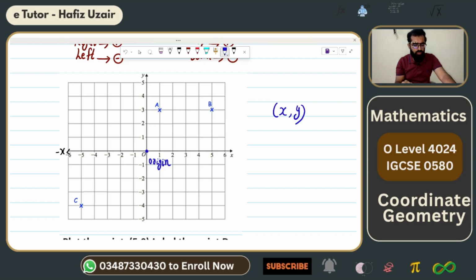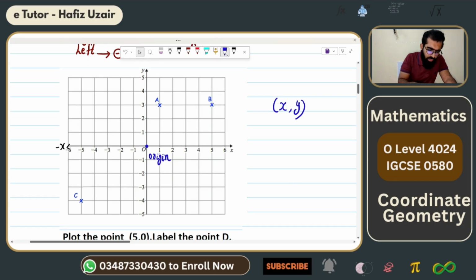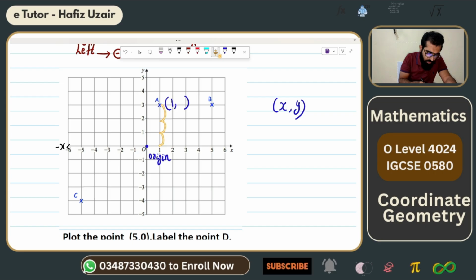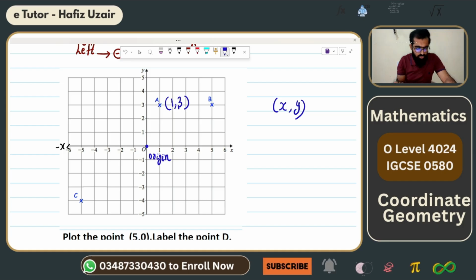So what you need to do here is write the coordinates of this point A. Coordinates are always written as x comma y. Now from the origin, how many units do we need to move on the x-axis? We need to move 1 unit on the x-axis, so the x coordinate will be 1. And how many units do we need to move on the y-axis? We need to move 3 units on the y-axis. So the coordinate for this point will be 1 comma 3.